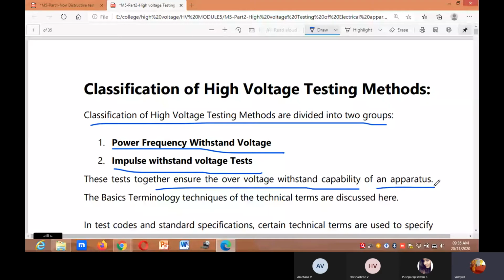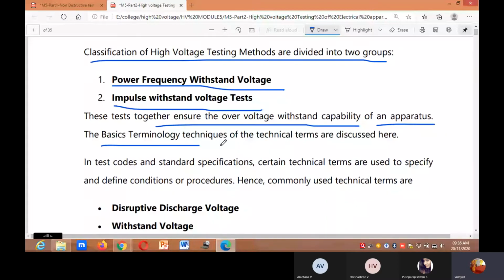If you take any high voltage apparatus, for that we test power frequency withstand voltage and impulse withstand voltage. Basic terminology of the technical terms is discussed here.